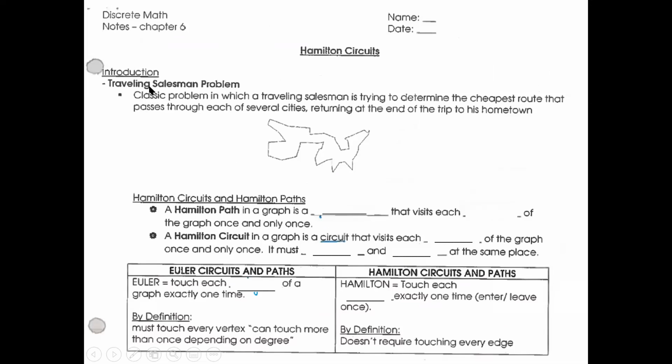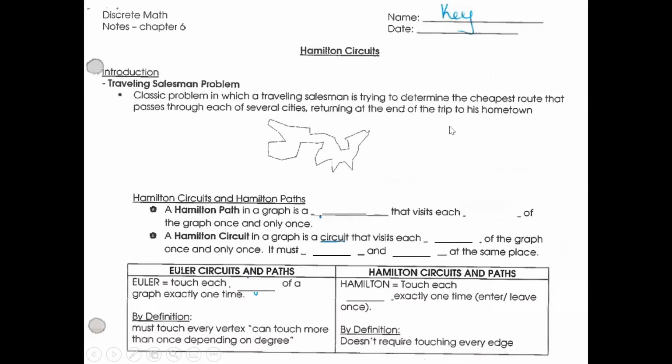So we're going to start off with the traveling salesman's problem. It's a classic problem in which a traveling salesman is trying to determine the cheapest route that passes through each of the several cities, returning at the end of his trip to his hometown. So let's go ahead and talk about this.